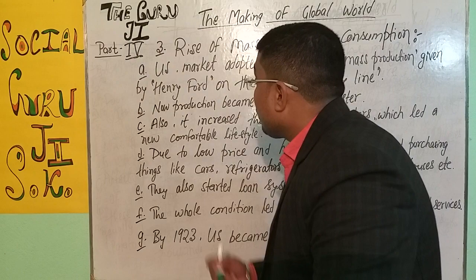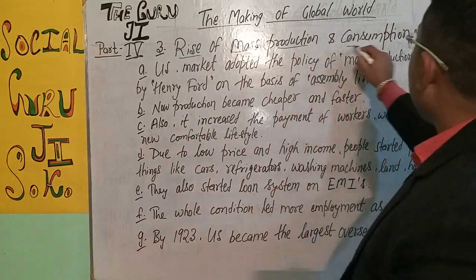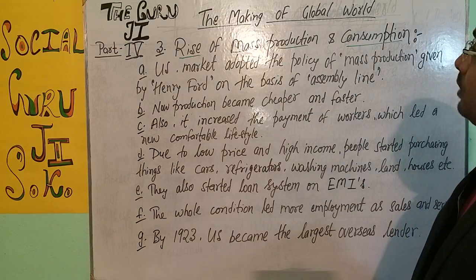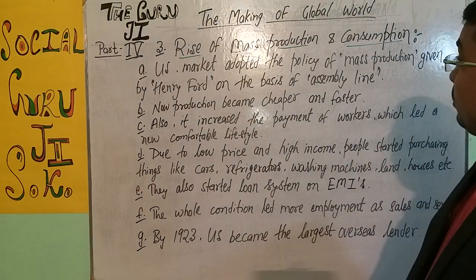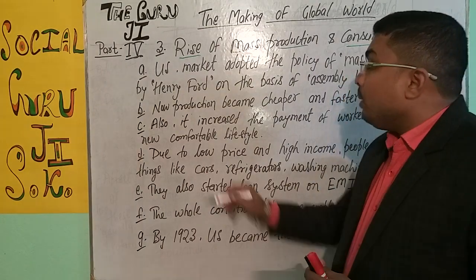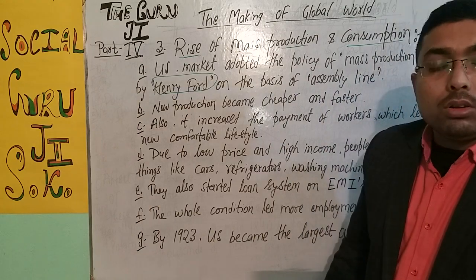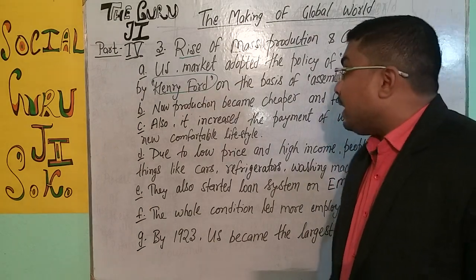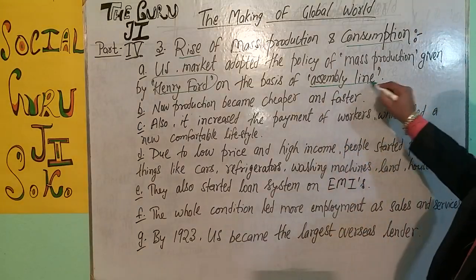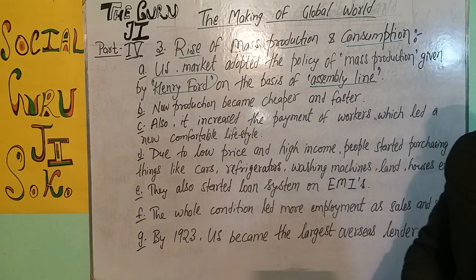Now here we have the third topic, rise of mass production and consumption. It means in the US market a new policy came into action with the help of Mr. Henry Ford, the founder of Ford Automobiles. He adopted a policy of the assembly line. Assembly line क्या है, इसे मैं आपको समझा दूं अपनी लैंग्वेज में.